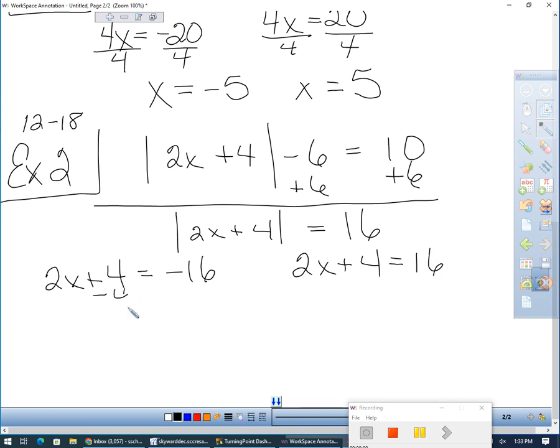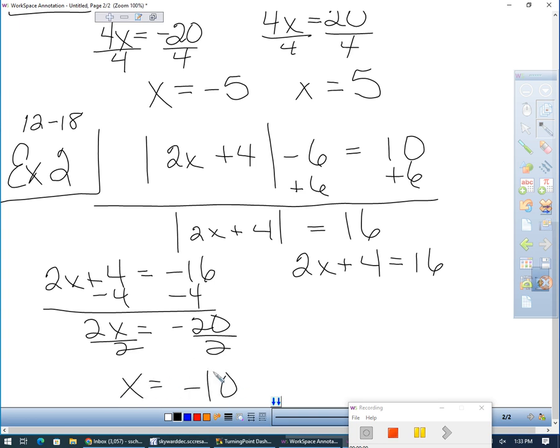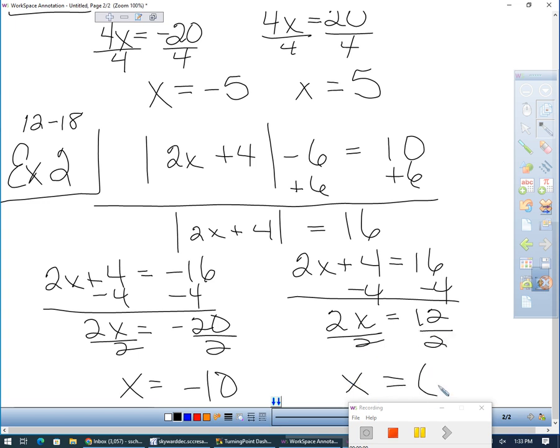So here I'm going to subtract 4 from both sides. I get 2x equals negative 20. Divide both sides by 2. And my first solution is that x equals negative 10. Very good. Over here I'm going to subtract 4 from both sides. I get 2x equals 12. Very good. And x equals 6.